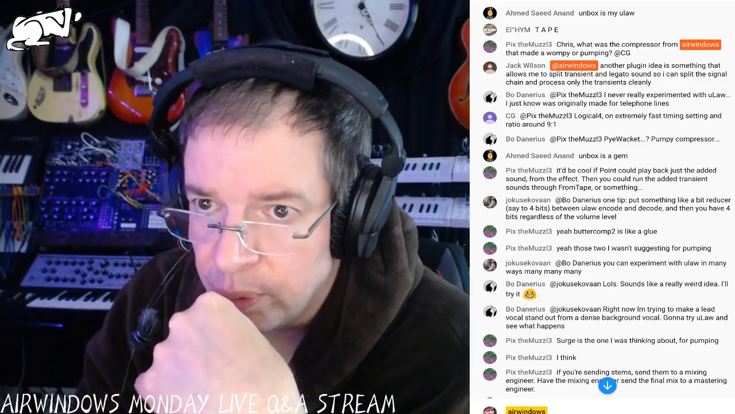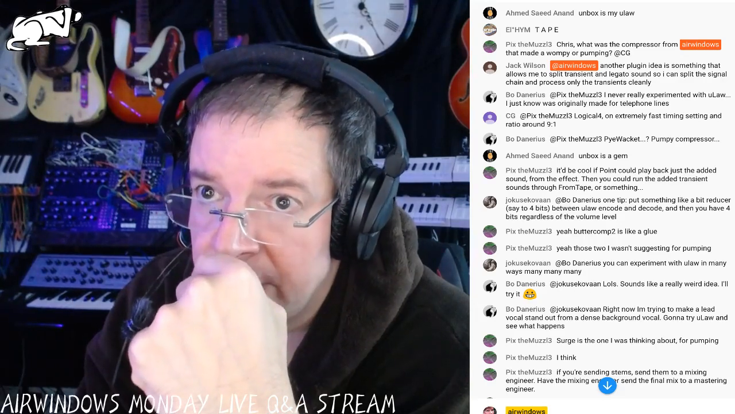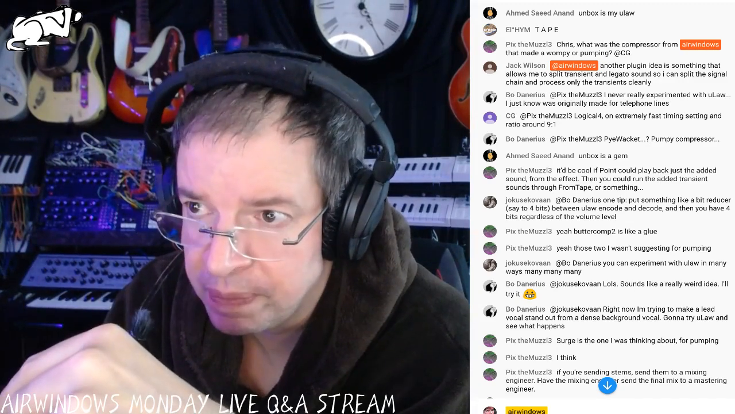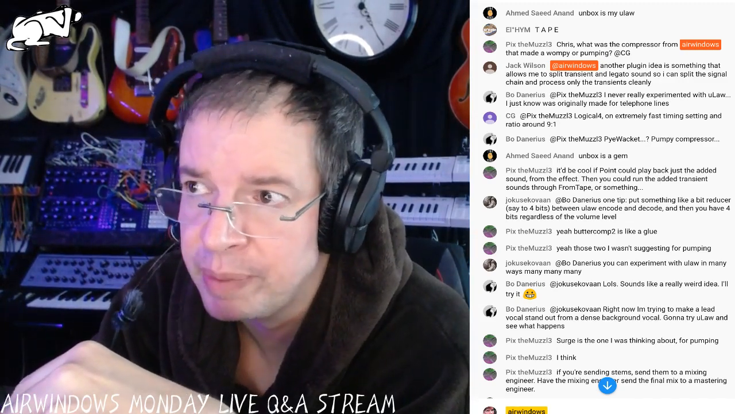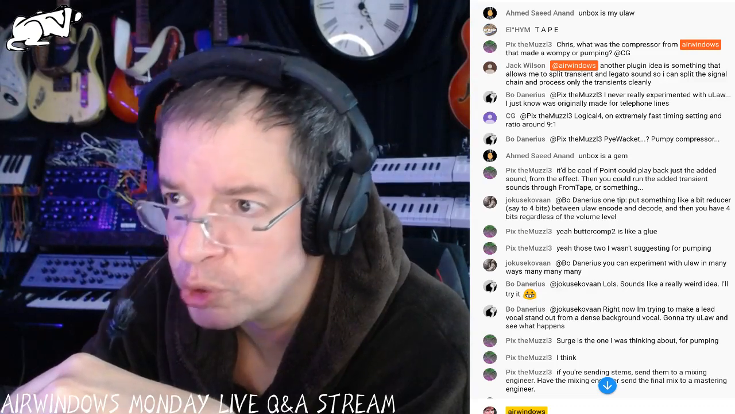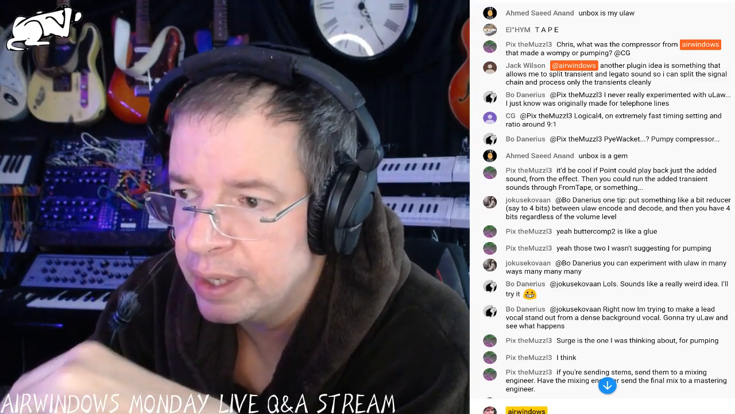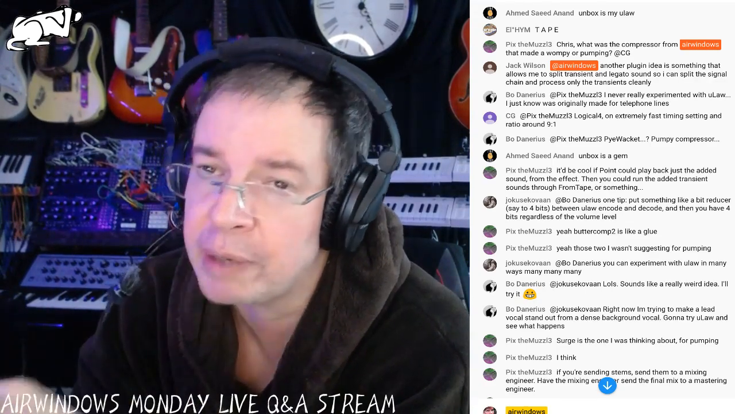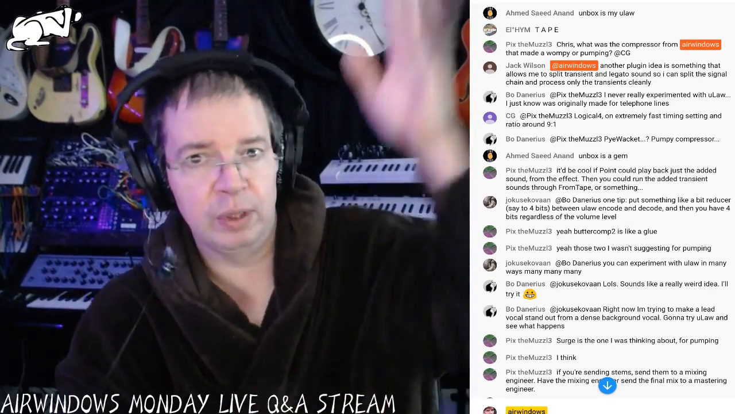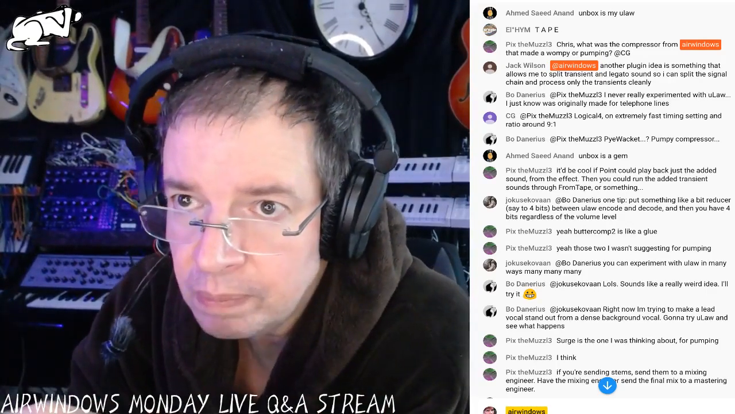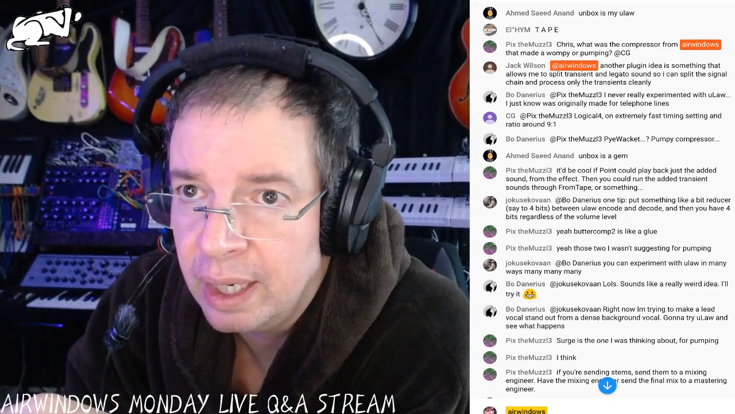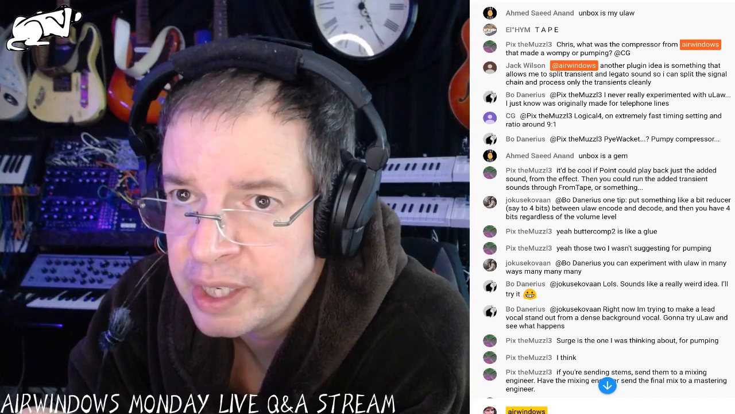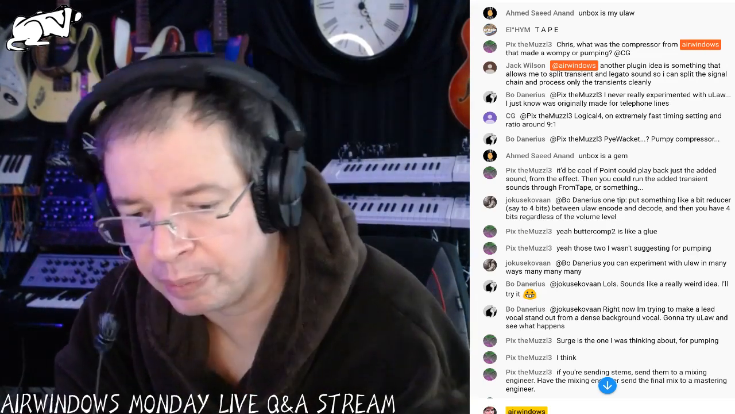So the one that you're thinking of, the compressor from Airwindows that made a wompy or pumping sound, is not even a compressor. Swell is not actually a compressor, but you can put it on individual tracks and it'll soften attacks hugely. It'll take attacks of things away completely if you want them. And the splitting transient and legato sound to process only the transients is a very interesting question that I think people have brought up before.